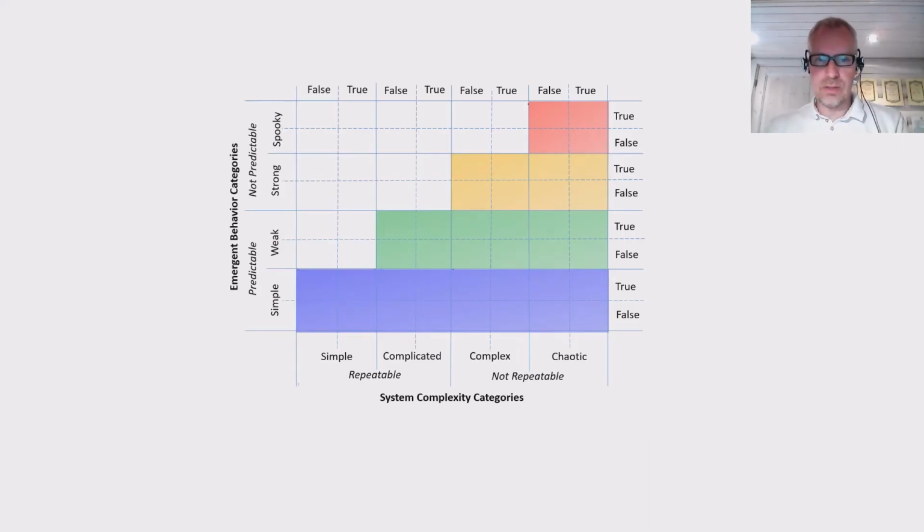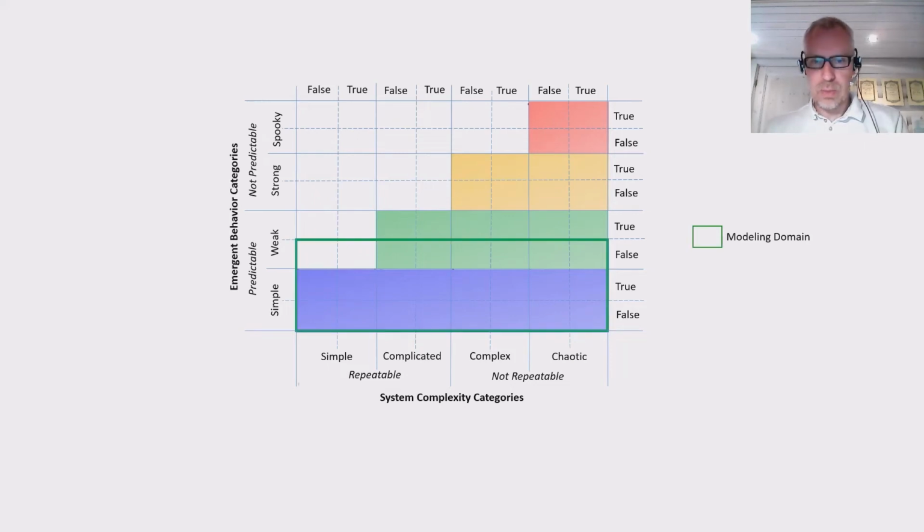Here we have a visualization of the categories I have explained on the previous slides. The 4 emergent behavior categories and the 4 system complexity categories, and how these relate to one another. What emergent behavior categories are predictable and not, and what system complexity categories are repeatable and not. And I've also included the distinction between true and false within each category, both regarding emergent behavior and complexity, having to do with the observer knowledge and understanding of the system. So an experienced versus an inexperienced observer might perceive these categories as different, and increasing the observer knowledge will help this transition.